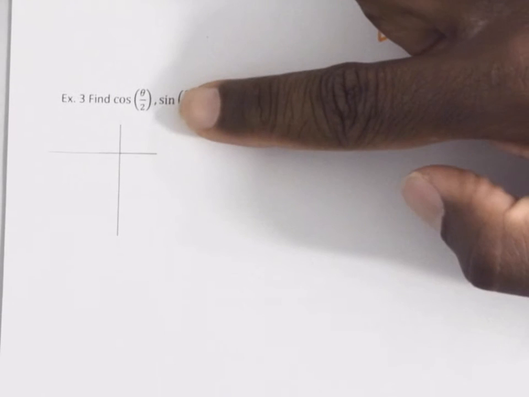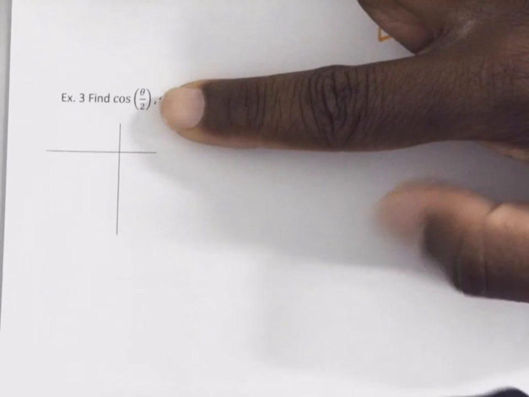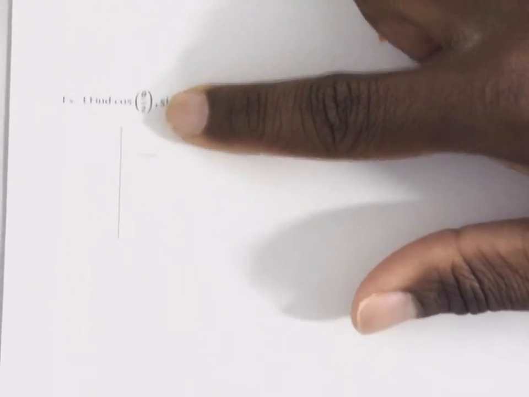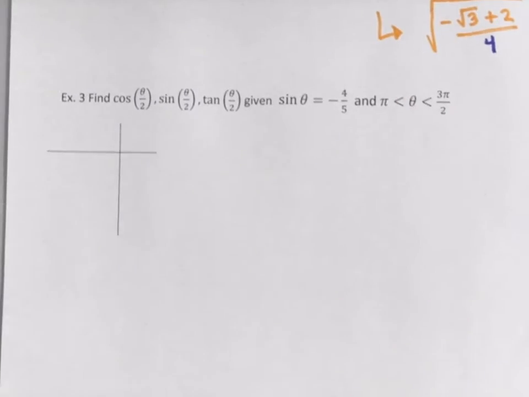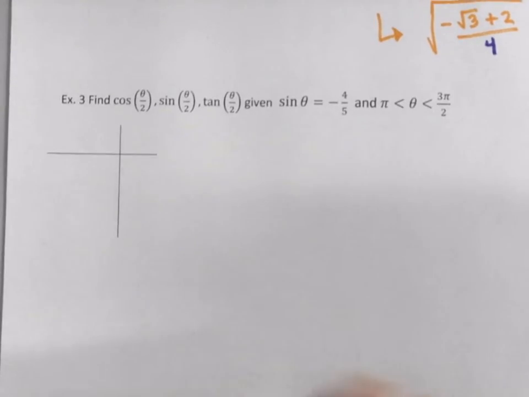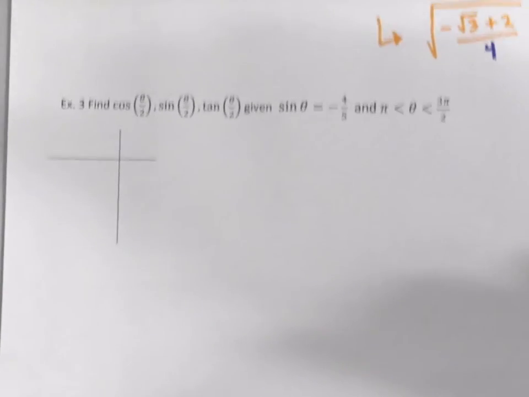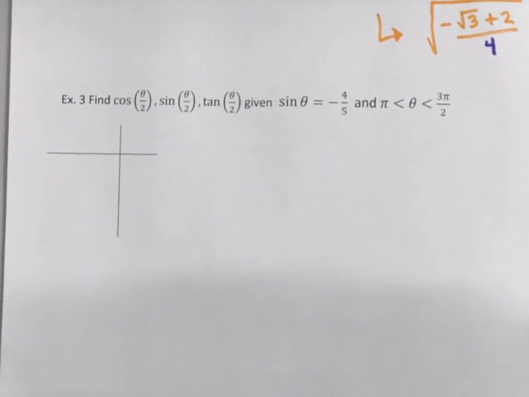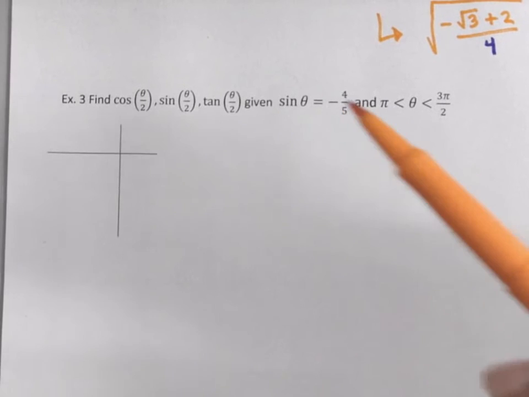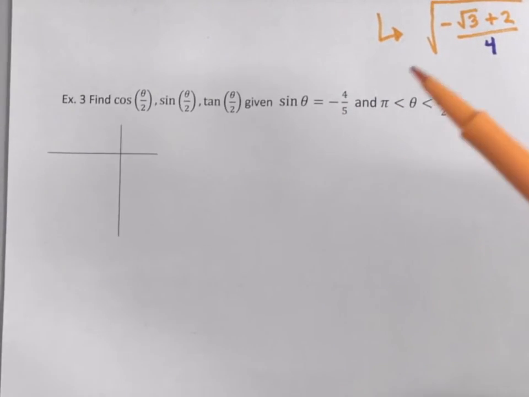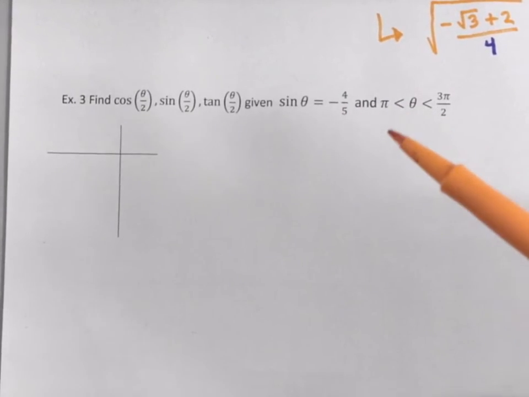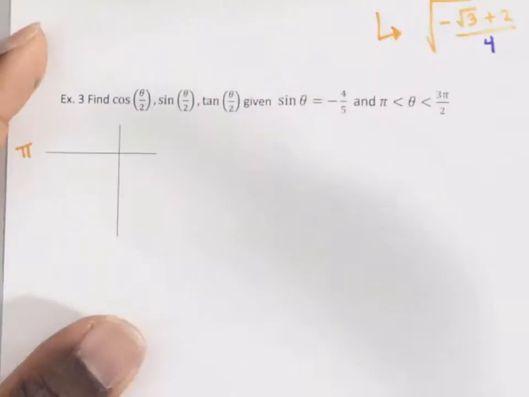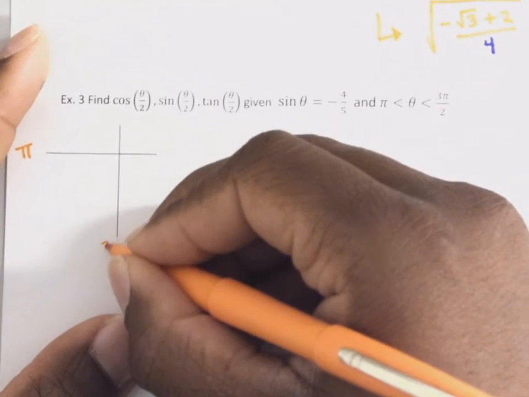So just to be clear, if you were given this, your only goal might be to answer what is cosine of theta divided by 2. And you just do that one. We're doing all 3, so don't feel like this is one problem you always have to do as a whole big thing. We're just doing this as 3 problems in one, all right? So let's look at what we're given and try to make sense of it. It tells me that sine of theta is -4/5, and it tells me that this angle is greater than pi, which is right here, but it's less than 3 pi over 2, which is right here.